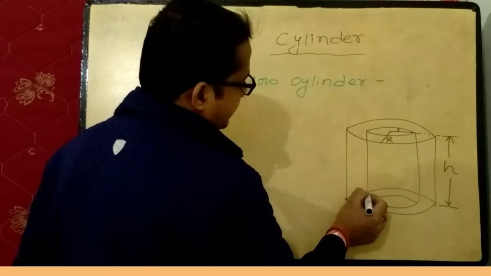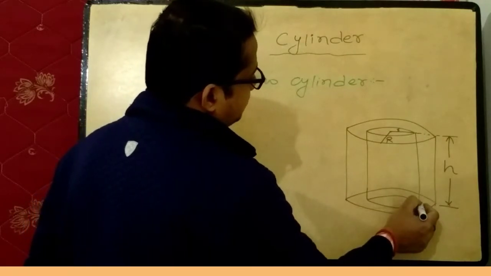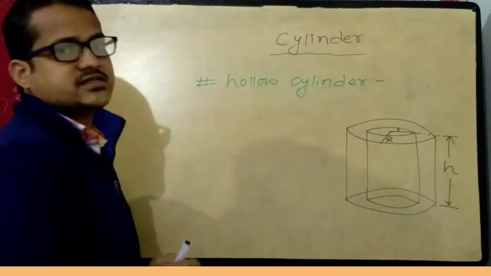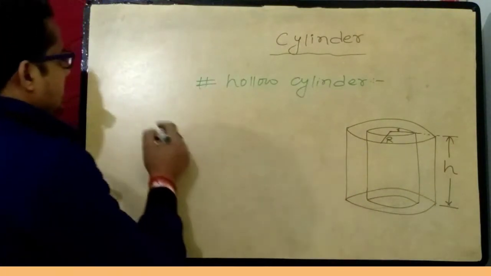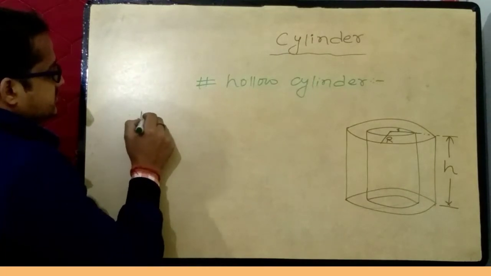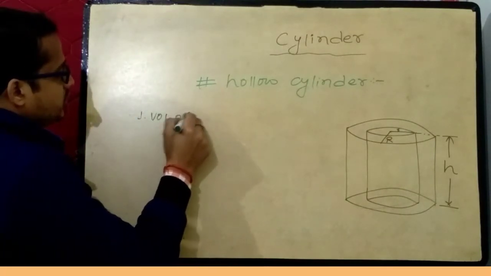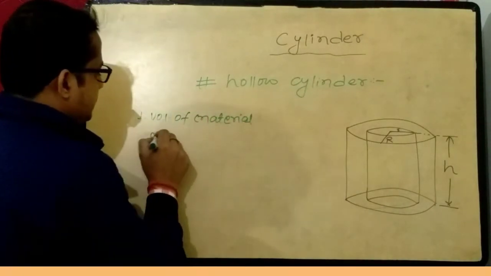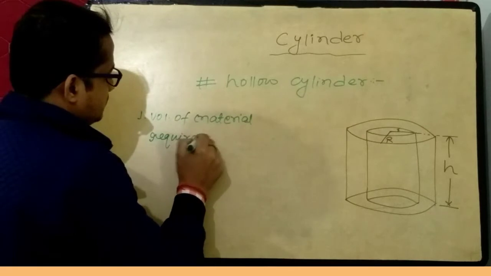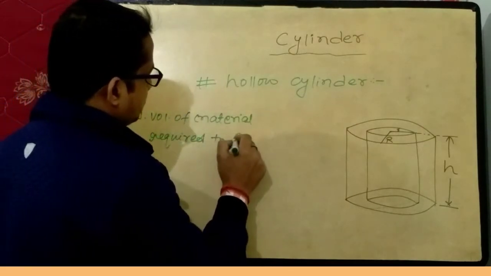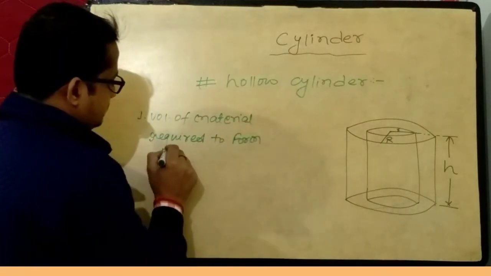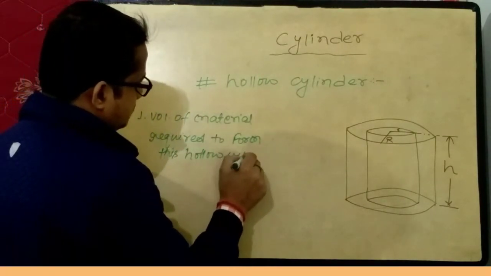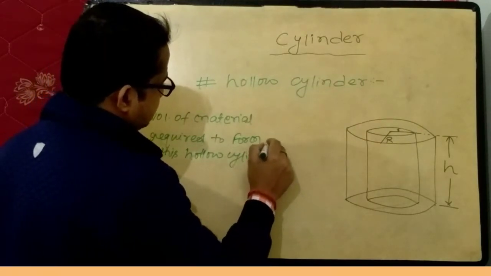Now, in order to calculate the material required, that is the volume of material required to form this cylinder, how will you calculate? First is the volume of material required to form this hollow cylinder.